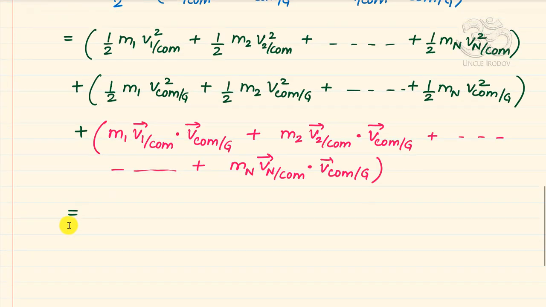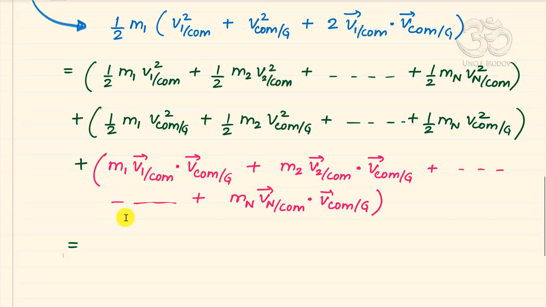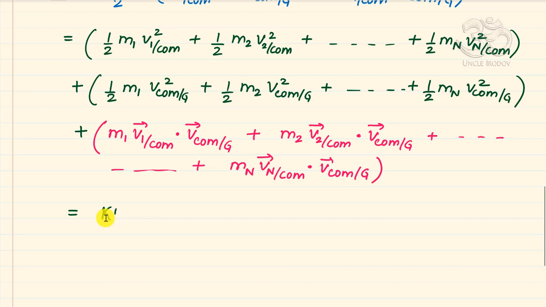If you look at the first green bracket, that's the kinetic energy of all the masses in the center of mass frame, because what I'm doing is, standing in the center of mass frame, I am looking at the velocity of the first particle and finding half mv square with that. Then standing in the center of mass frame, what is the velocity of the second particle, and finding half mv square with that. Then so on for all the n masses. So this is basically kinetic energy in center of mass frame. This is the first term.